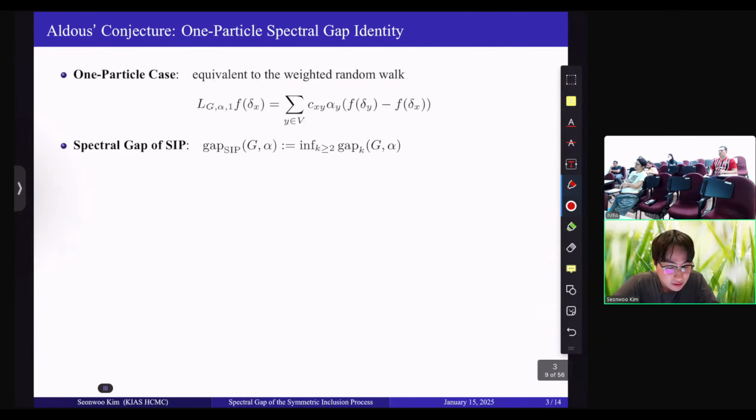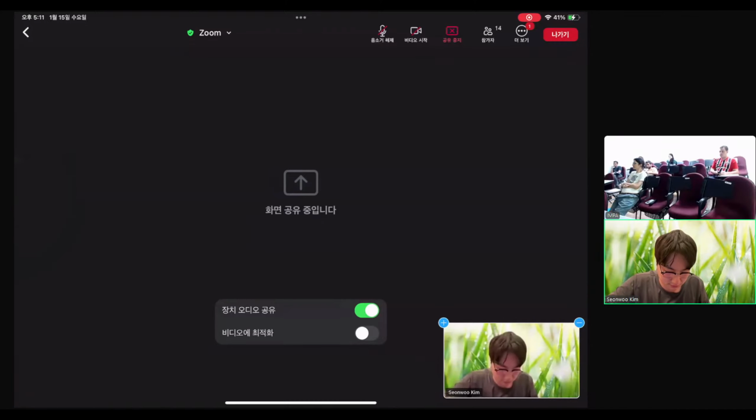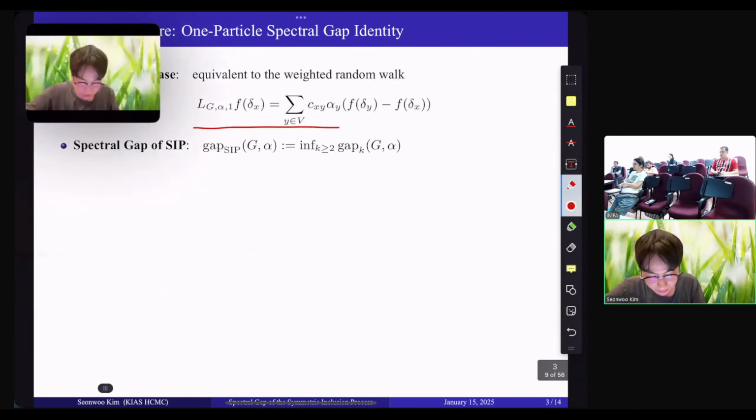Now I'll introduce the conjecture of David Aldous, who recently retired from Berkeley. This is the one-particle spectral gap identity. I'll briefly mention why the one-particle case is quite important here. You can simply substitute k equals 1 in the original generator, and because there is no interaction between two particles when k equals 1, most of the generator just cancels out, and we obtain the following quite simple expression.